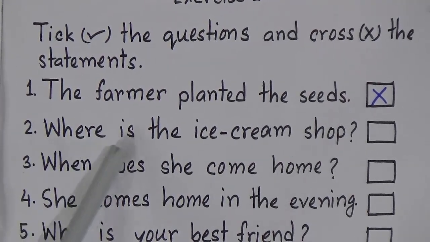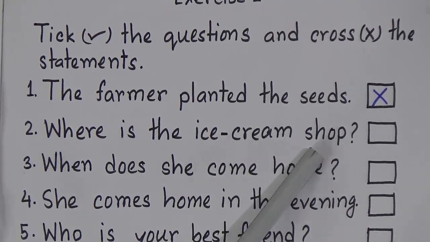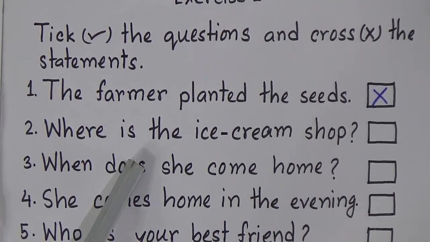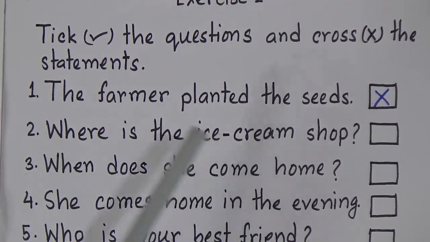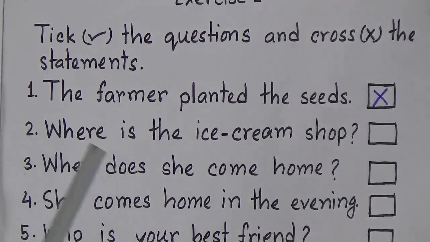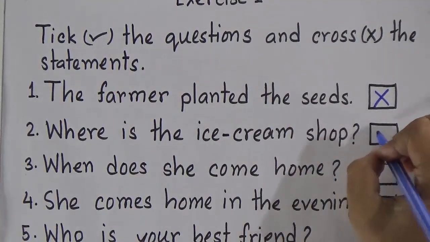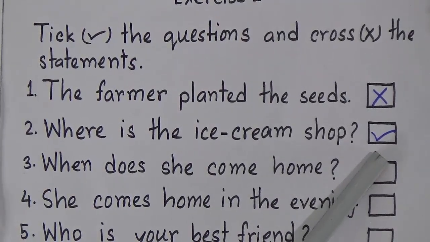Now number 2, where is the ice cream shop? So now my dear students, what is it? A statement or a question? Before giving your answer, first look at this sentence and try to understand. Our sentence begins with the word where and ends with a question mark. So what is it? Yes, you are right. It's a question. So we will give a tick here because our instruction says if the sentence is a question, we will give a tick.